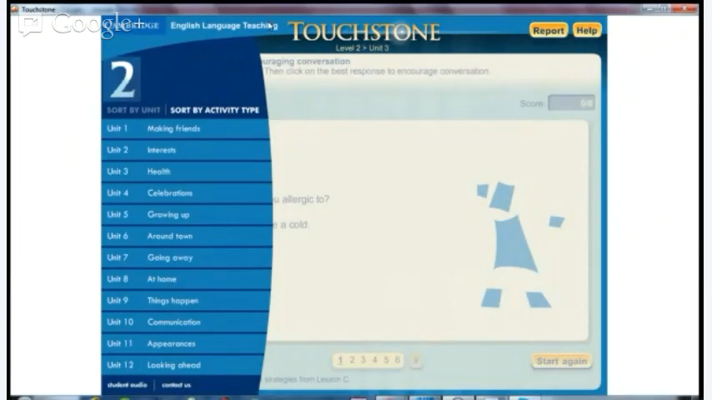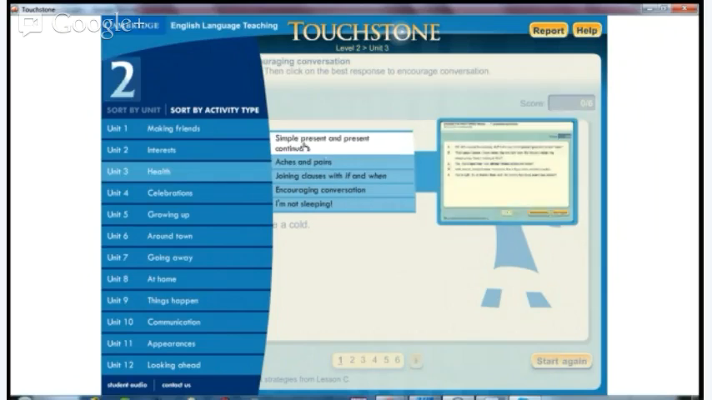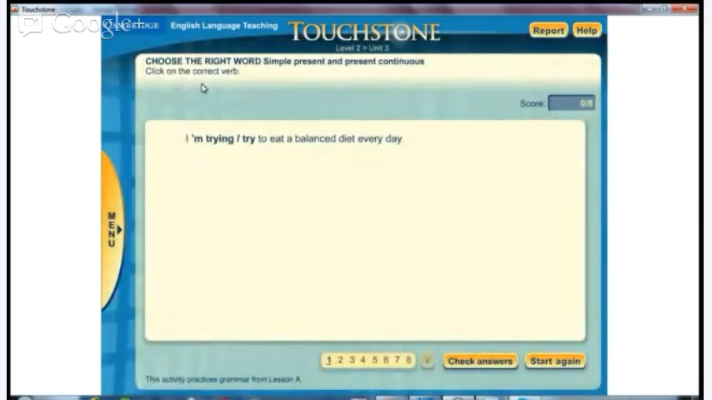Now this one here, this is Touchstone Arcade. It's like a platform that you can find on Google for free. You go to Google and you type in Touchstone Arcade. Now we're gonna do some practice on unit number 3, health. Okay, simple present and present continuous. Now choose the right word. Click on the correct verb.